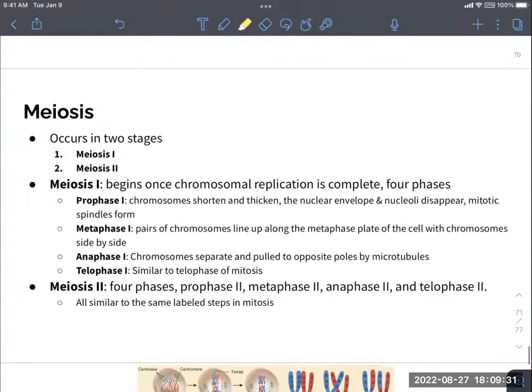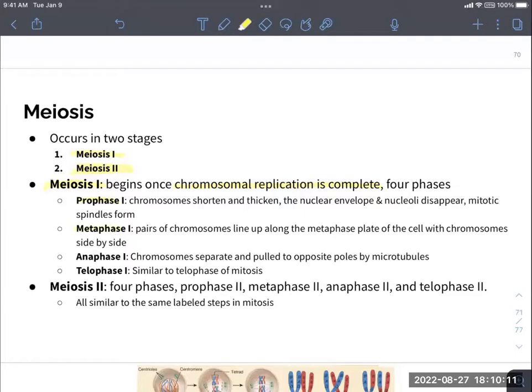Let's look at meiosis. This is where those gamete cells reproduce. This is how we get new sperm cells, new oocytes. Meiosis actually occurs in two stages. We get meiosis 1 and meiosis 2. Meiosis 1 begins when chromosomal replication is complete. So we get prophase 1, where those chromosomes shorten and thicken, the nuclear envelope and the nucleoli disappear, and we get mitotic spindles.